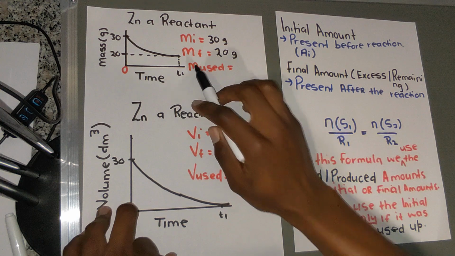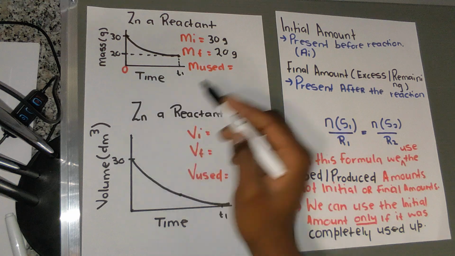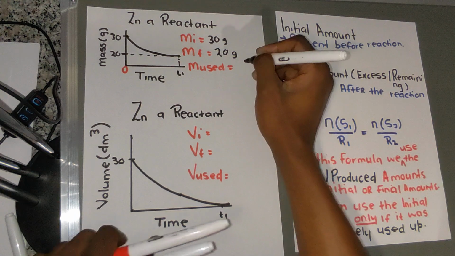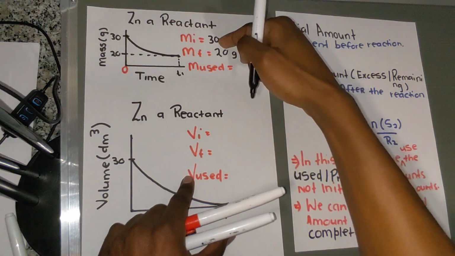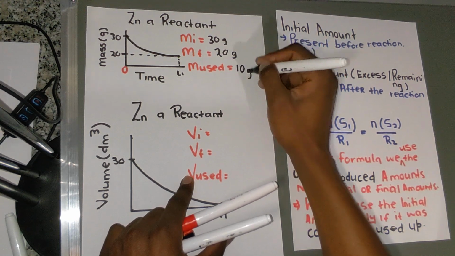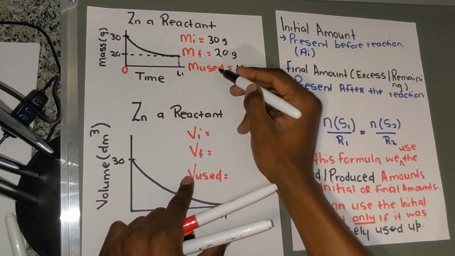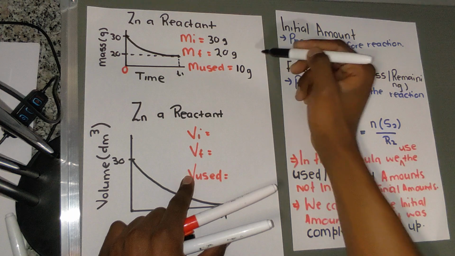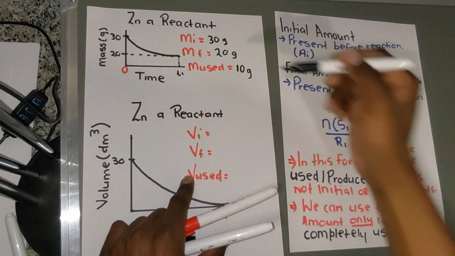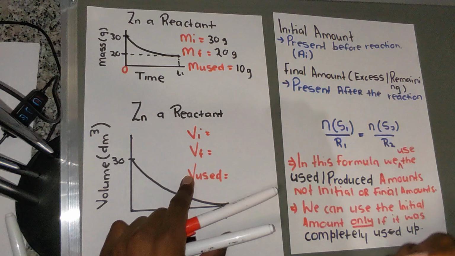Now, let us calculate how much was used. So I have the initial, I have the final. The amount that was used is actually between 30 and 20. So how much did we use from 30 all the way to 20? That means we used 10 grams. So 10 grams was used. Now this mass should be used to calculate the number of moles, and only this mass will be used in this formula. Because as I did say, we only use the amount that was used or produced, not initial, not final.